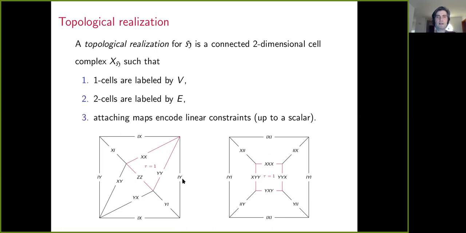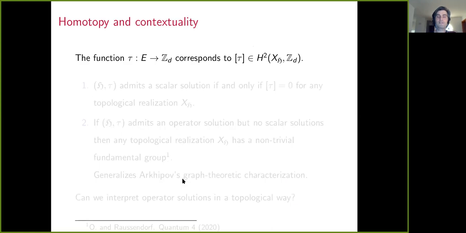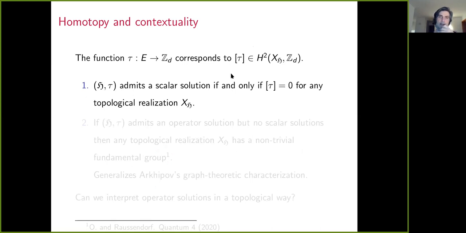Otherwise, it is 0 elsewhere. So a function tau on the edges corresponds to a cohomology class, because you can think of it as a 2-cochain. It turns out to be a 2-cocycle, and then you have a cohomology class. An important property here is that scalar solutions are detected by this class, in the sense that a scalar solution exists if and only if the cohomology class is 0, for any topological realization.